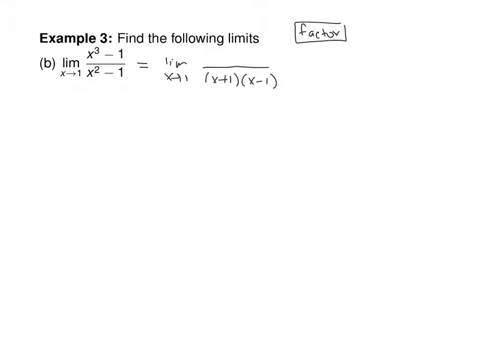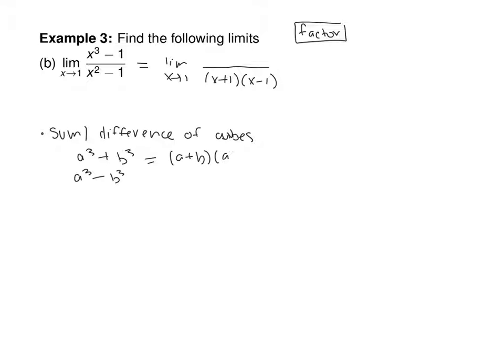X cubed minus 1 is a bit tricky. Have you heard of the sum or difference of cubes formulas? Usually they're given as how to factor a cubed plus b cubed and a cubed minus b cubed. These are clever. And here's the factor pattern. This is a plus b, a squared minus ab plus b squared, a minus b, a squared plus ab plus b squared.